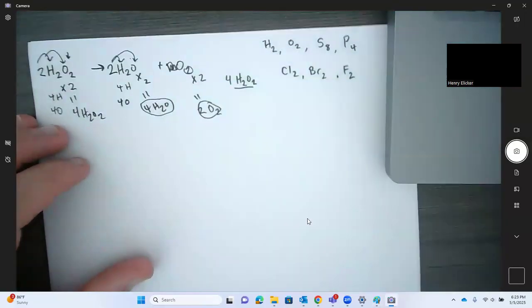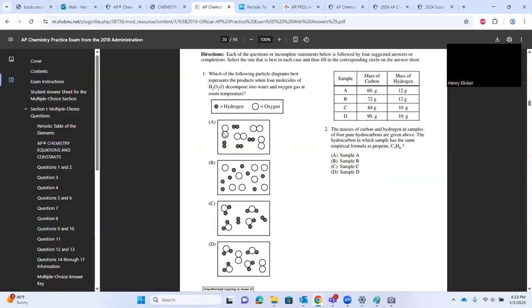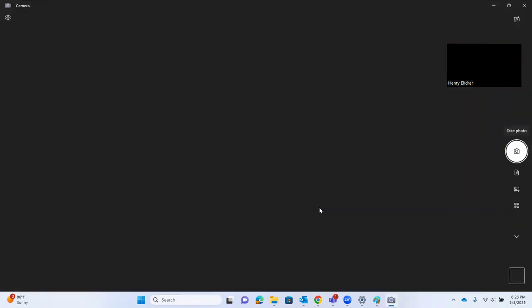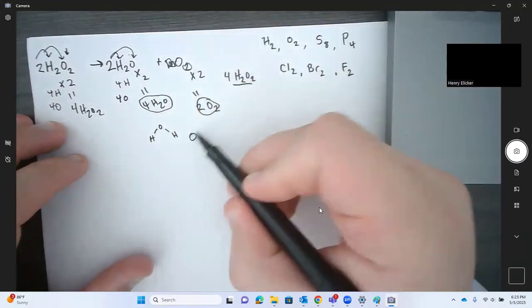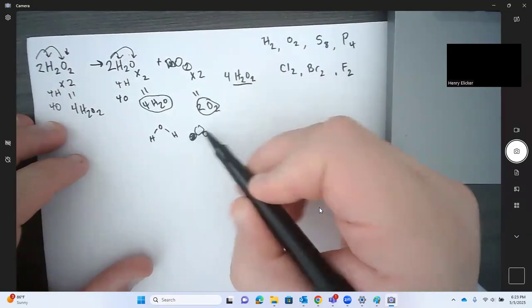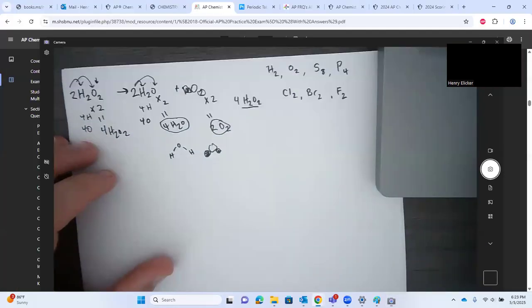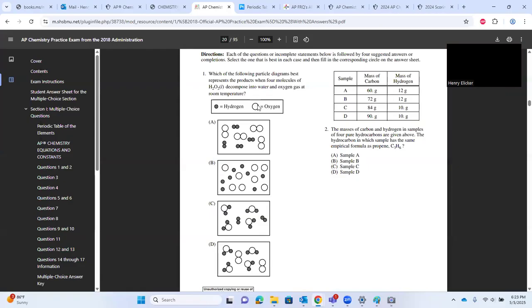When you draw, notice the drawings here. So we're going to look for 4 waters, and remember water looks like this, where we have a hydrogen, an oxygen, and a hydrogen. You could also show it with bubbles like that. Here's the hydrogens, here's the oxygen. Sometimes they will tell you information you need to know. So the point is, you're going to look for 4 water molecules and 2 oxygen molecules.